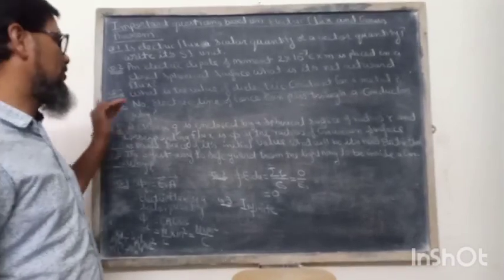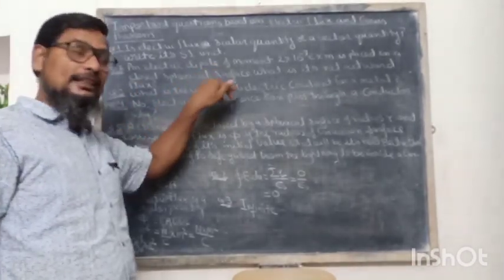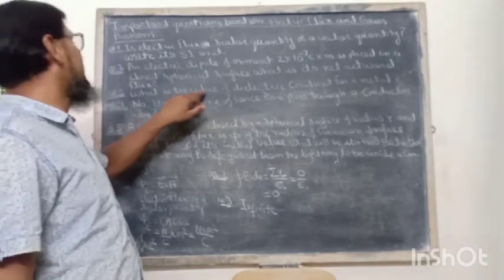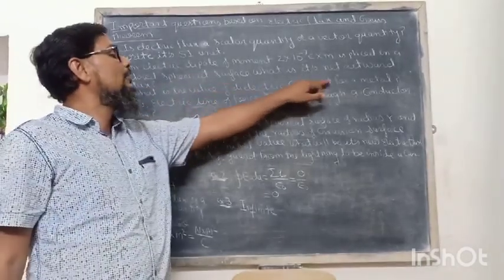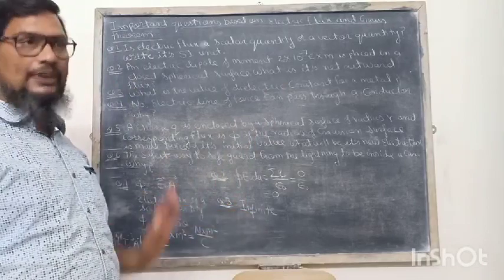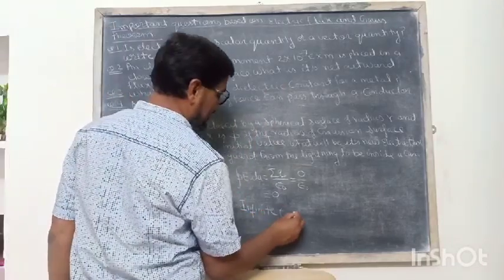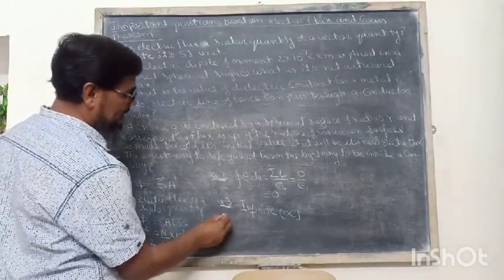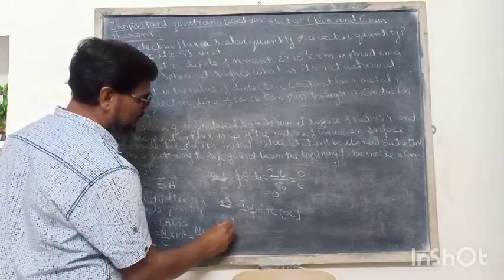Dielectric constant, also known as the relative permittivity, for a metal is infinite. So this is a fixed value, and you should learn or memorize it. Now we shall discuss question number 4.